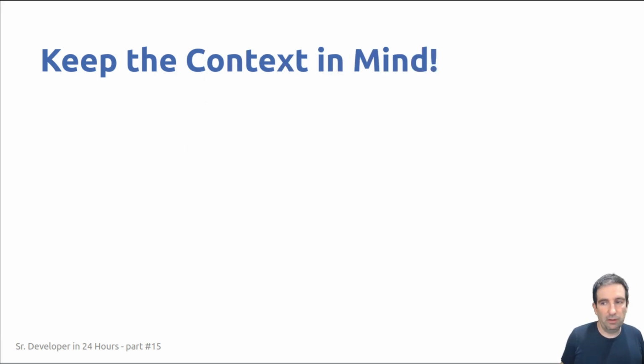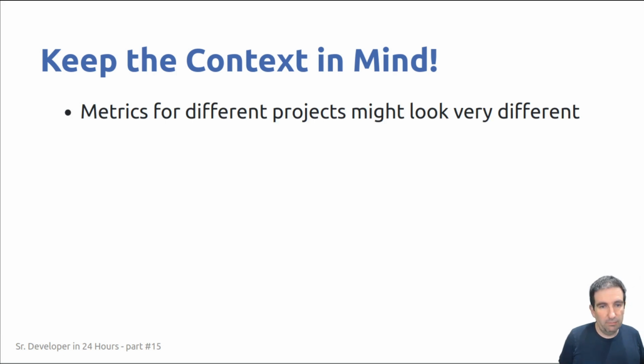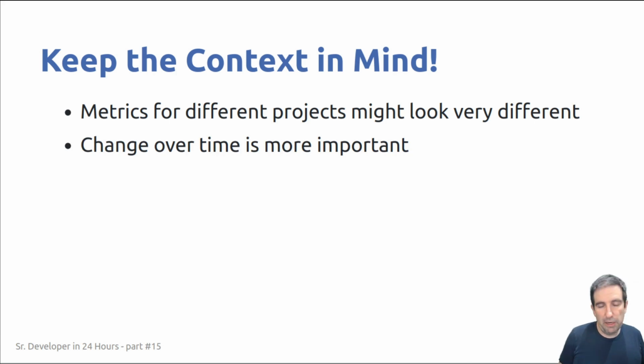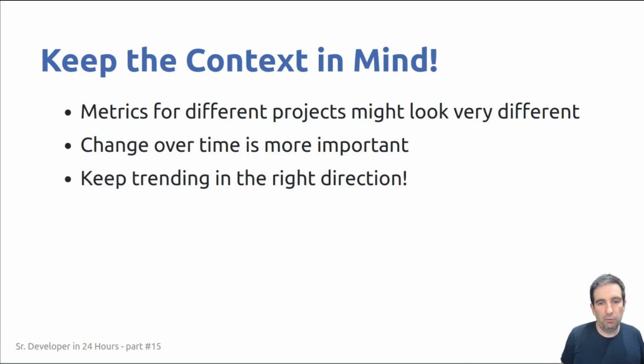We also want to keep the context in mind. Metrics for different projects might look very different. Things like cyclomatic complexity might look very different from one project to another. It might look very different from one team to another team. And both of them, they might be right. So this is something that has to work for your team. It has to work for your service. Change over time is probably more important than just a snapshot in time. What we want to do is we want to keep trending in the right direction.